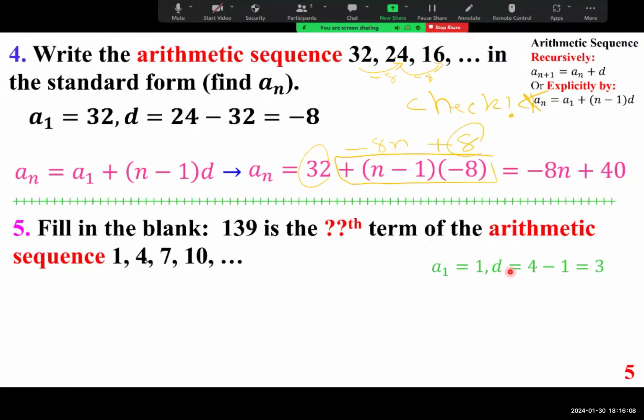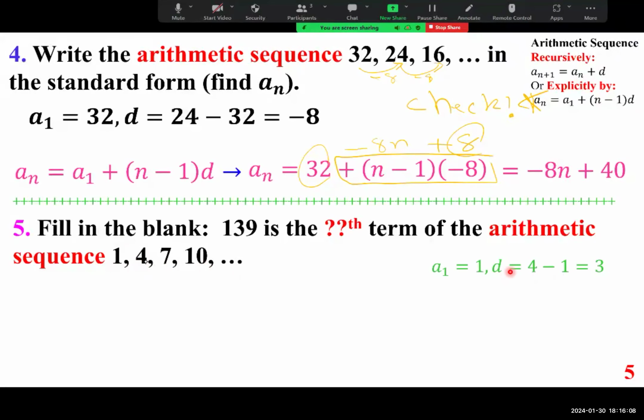Now we're going to put it into this equation, replace the A sub 1 with 1, plus n minus 1, replace the d with 3. And now if we distribute, this becomes 1 plus 3n minus 3. These two add up to negative 2. Now, this is the general term. So A sub n is equal to 3n minus 2.